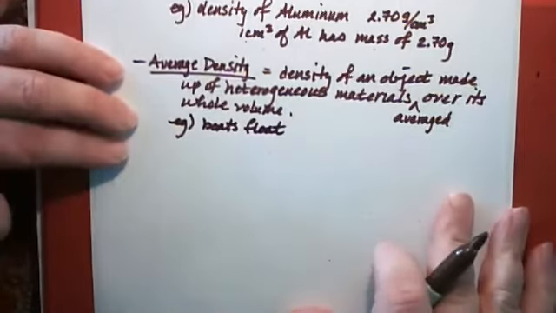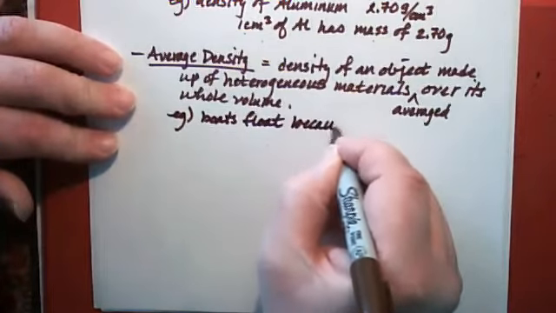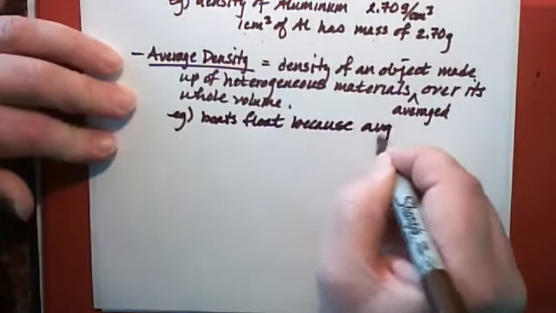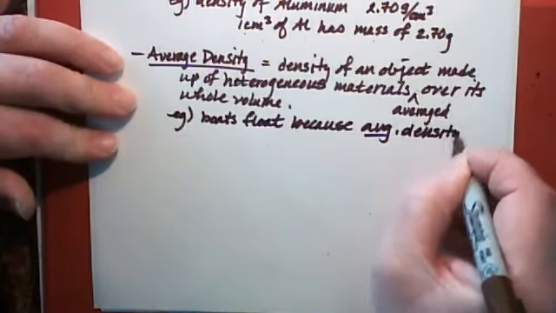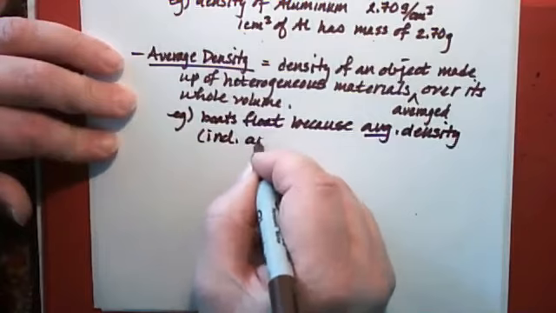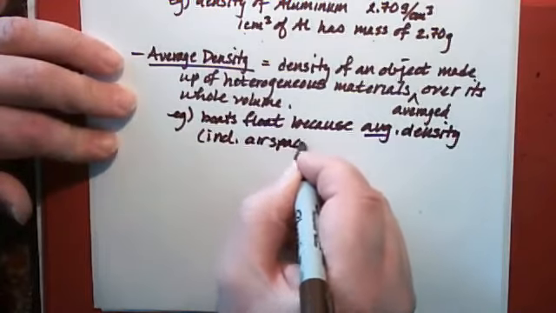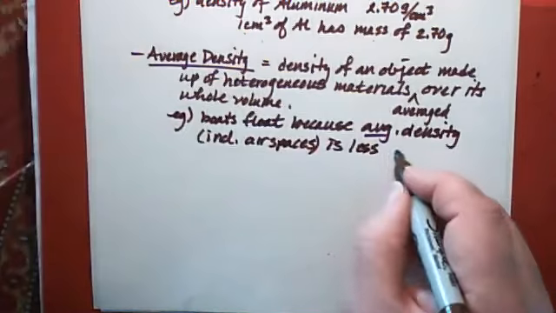So for example, a boat. A boat floats because its average density, and that includes air spaces, is less than the density of water.